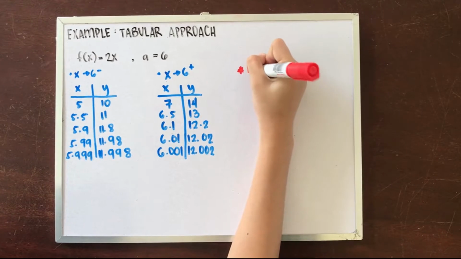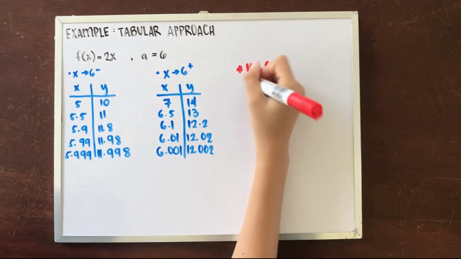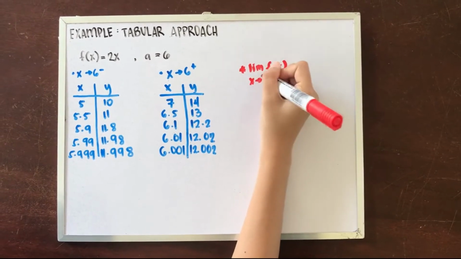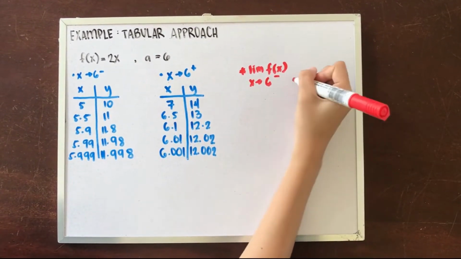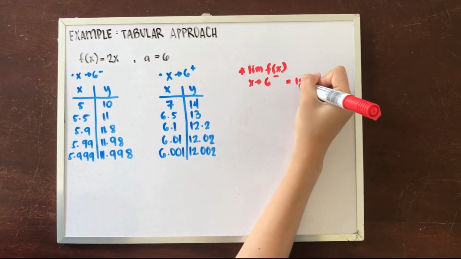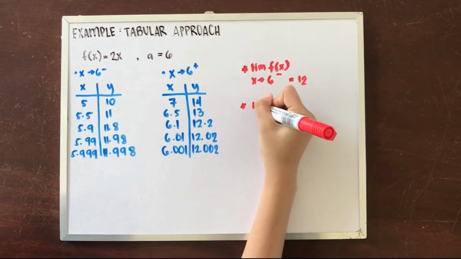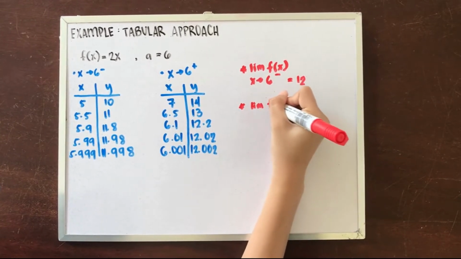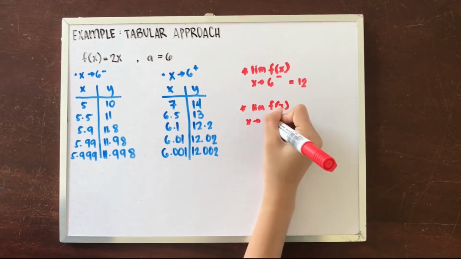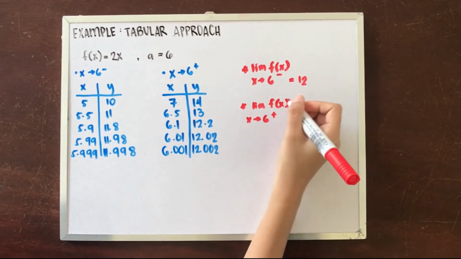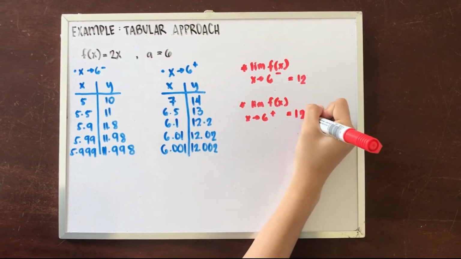Now, let's look for the limit of f of x as x approaches 6 from the left. To know the answer, look at the last value under y. Since it is not a whole number and can be rounded, the answer would be 12. The same goes with the limit of f of x as x approaches 6 from the right. Just like earlier, look at the last value under y. It is not a whole number and can be rounded. The answer would still be 12.